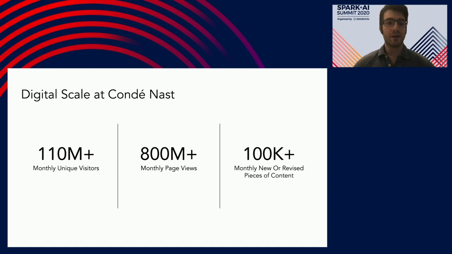As a global mass media company, we serve 28 markets, have an audience of over 240 million. We have over 100 million monthly unique visitors, hundreds of millions of monthly page views, and over 100,000 monthly new or revised pieces of content. So we have a lot of data.